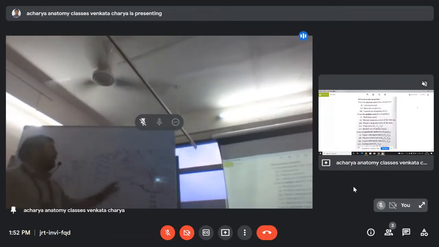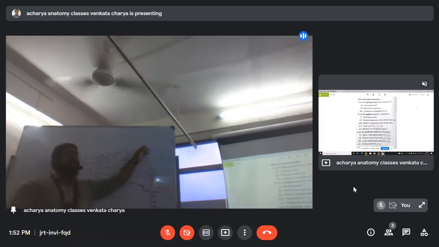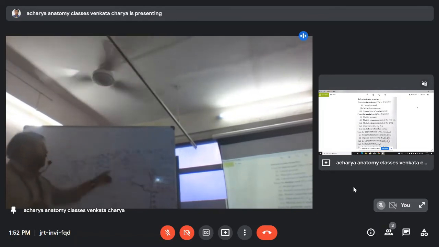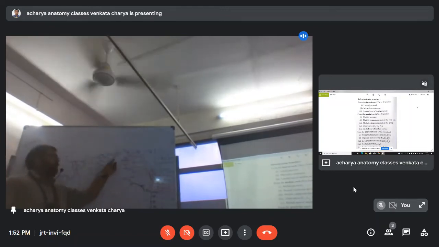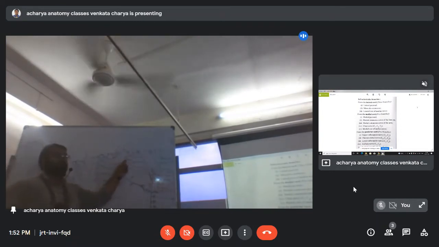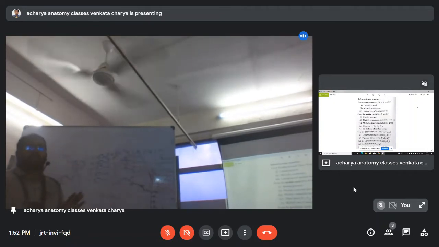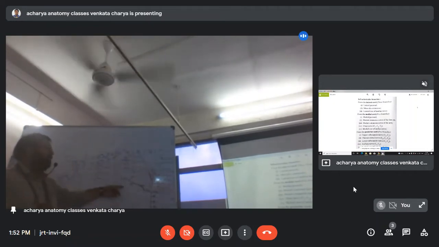So in the brachial plexus there are roots, trunks, divisions, parts and branches. There are 5 roots: C5 root, C6 root, C7 root, C8 root and T1 root. Then come to the trunks. There are 3 trunks. C5 and C6 roots unite to form the upper trunk. Then C7 directly forms the middle trunk. Then C8 and T1 unite to form the lower trunk.